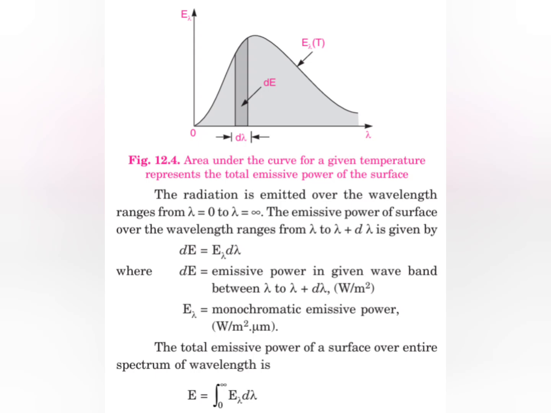The radiation is emitted over a wavelength range assumed to be from 0 to infinity, since I am considering a wide range of wavelengths. So the emission power of a surface over the wavelength range from lambda to lambda plus d lambda, we are considering a small range. So the formula will be dE equals E lambda into d lambda, where dE is the emission power in a given wave band from lambda to lambda plus d lambda, the small range, and E lambda is, as we already know, the monochromatic emission power with unit watt per meter square micrometer. So in order to find the total emission power, just integrate E lambda d lambda over the range from 0 to infinity, and you get the total emission power.